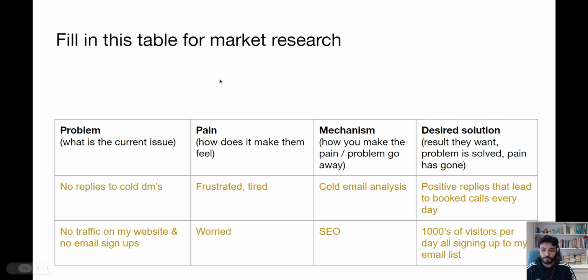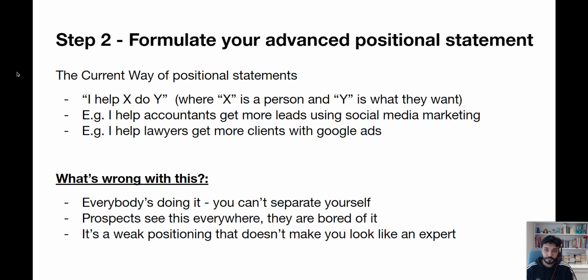Now, if you notice here, three columns are related to them, and only one column, which is the mechanism, is related to you. This column is actually the most irrelevant column because it doesn't actually matter what this is. This is your mechanism. So as long as you can solve that problem, it doesn't matter how you do it. They just want to go from this situation, pain and problem, to this situation, desired solution. How they get there, it doesn't matter. Always remember that.